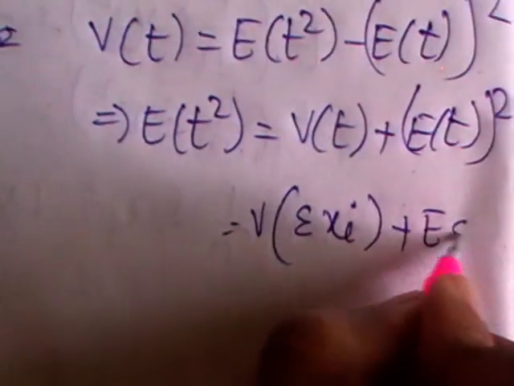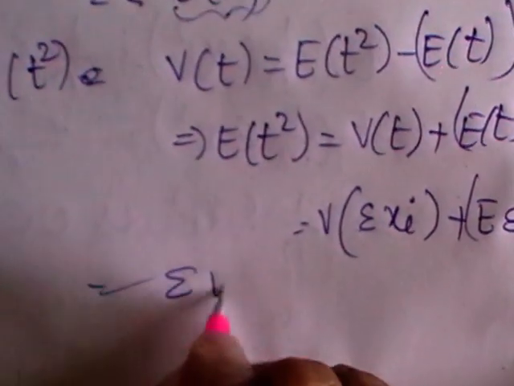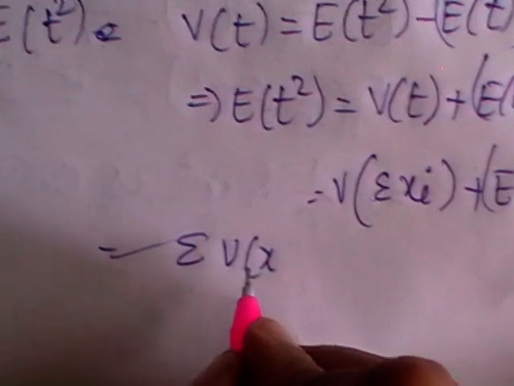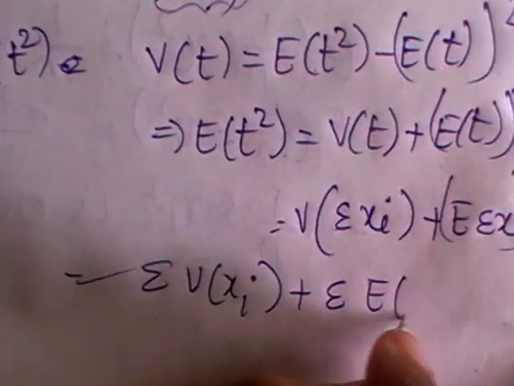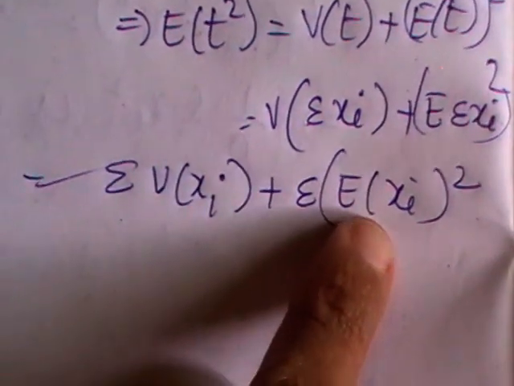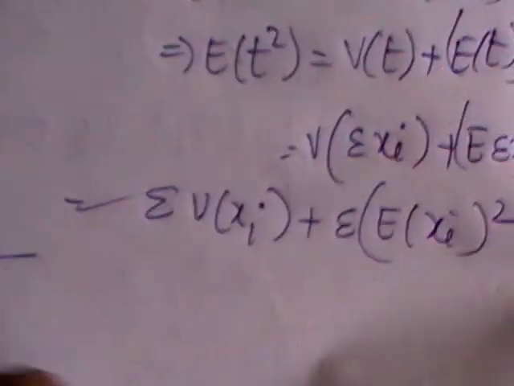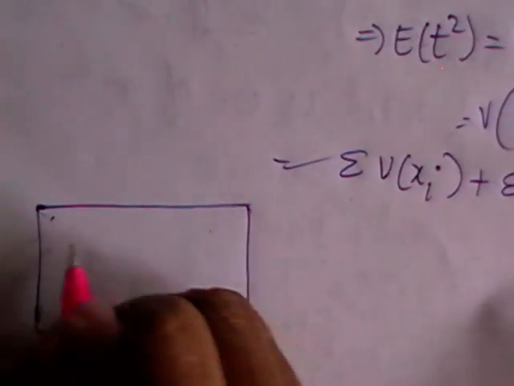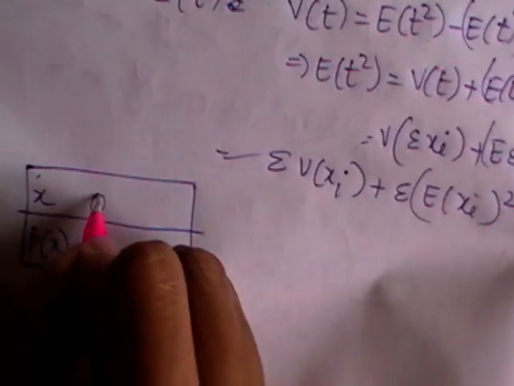Plus E of (sigma x) whole square. So if you take out sigma here, plus sigma E of xi whole square, it means you need to calculate E of x and V of x. So let us see how to calculate this variance and mean when the distribution is given. I think you know how to calculate these two, which we did in the first semester.